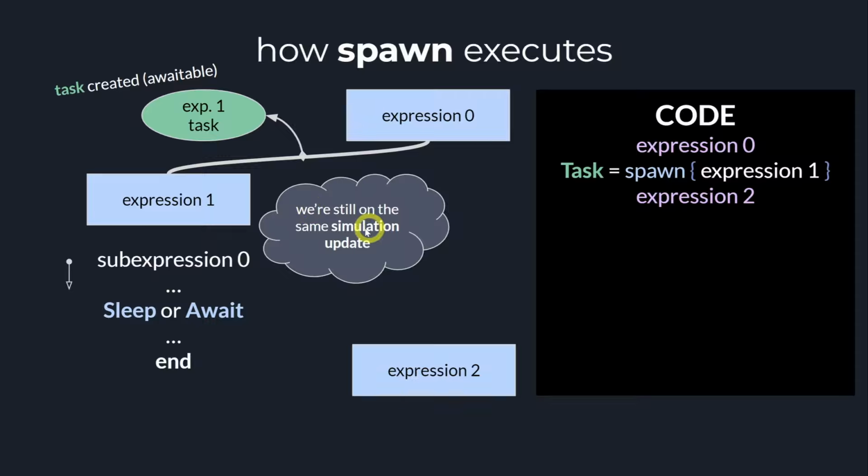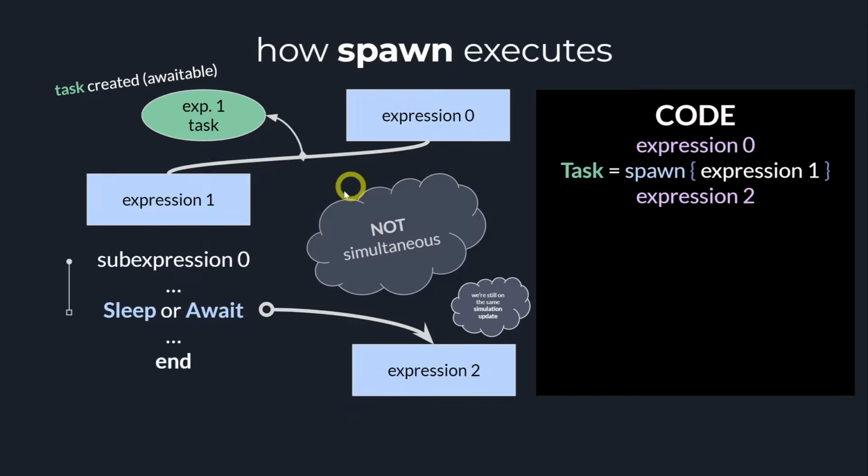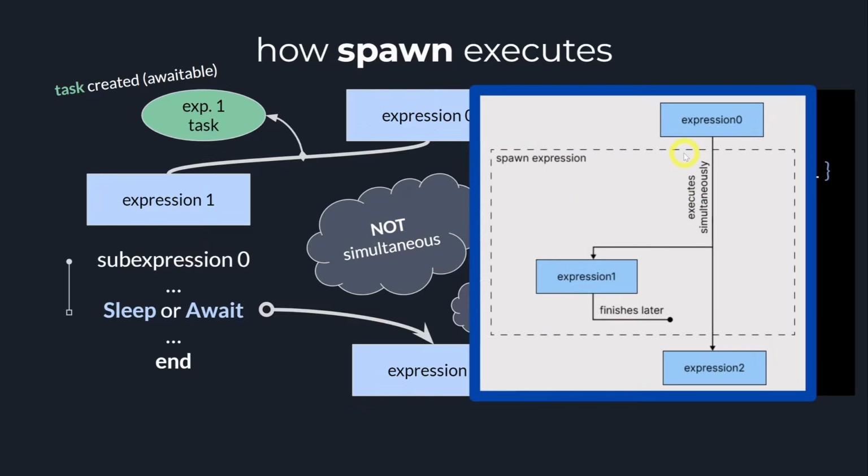And just remember, we're on the same simulation update. So as soon as we get to the sleep or await, it will stop executing this function, expression 1, and then it will toss it back over to expression 2. So this is how the thread will operate. You notice that in this time flow chart, it's not simultaneous. In the documentation, the image is a little bit misleading.